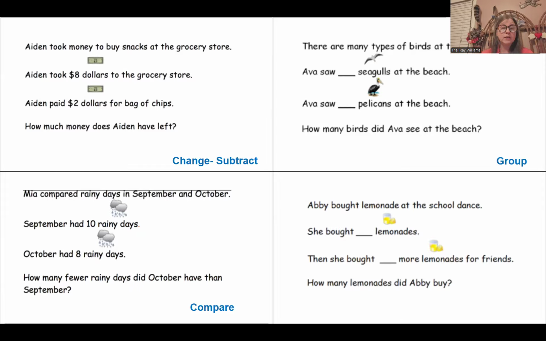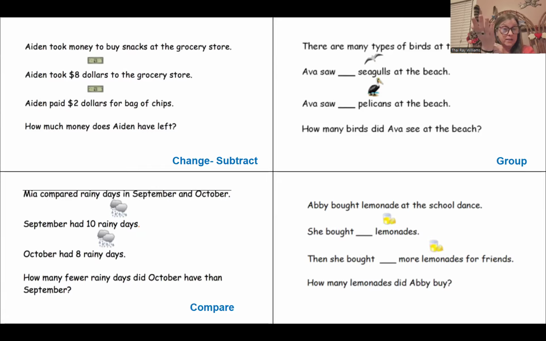All right, so when we look at this, what we notice is we have one thing, it's the same: lemonade. She bought lemonades and then she bought more lemonades. How many does she have together is the change. And so it would look like one lemonade, one thing, it's the same.